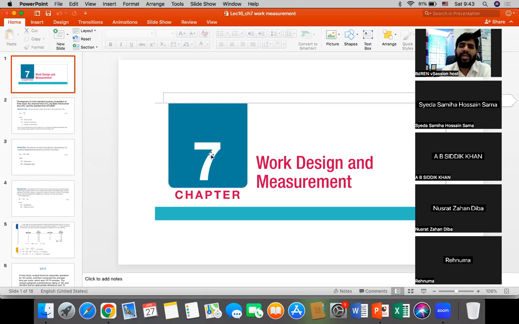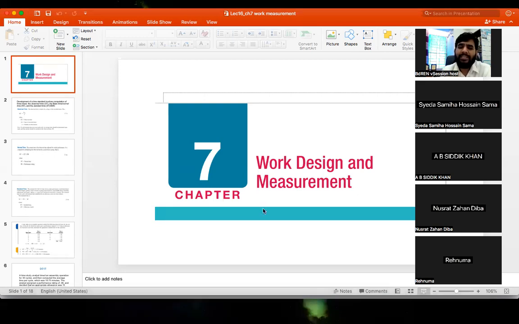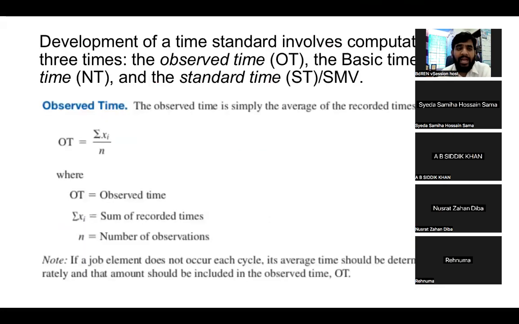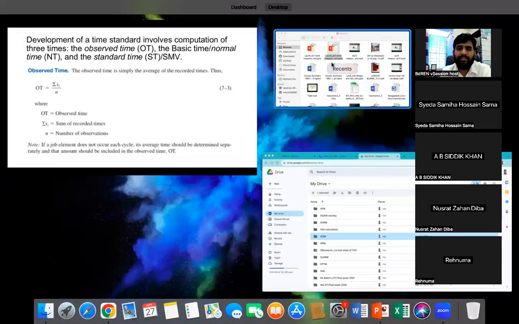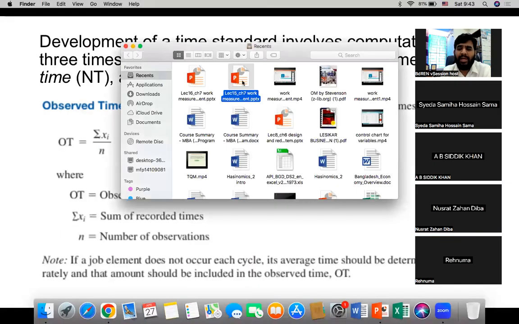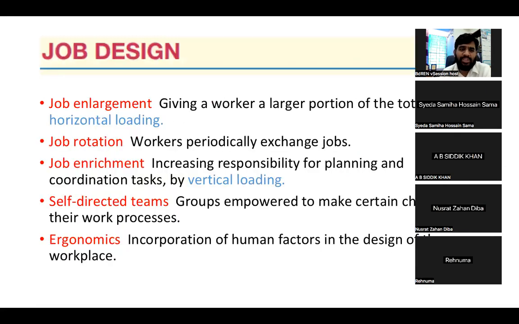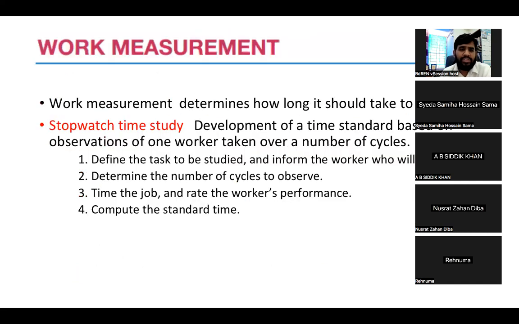After getting the standard error, you will calculate how many times the job needs to be repeated to know the standard time, not the average time. This time we will calculate standard time. How to calculate standard time? Standard time is calculated using several steps. We are going to discuss those steps.